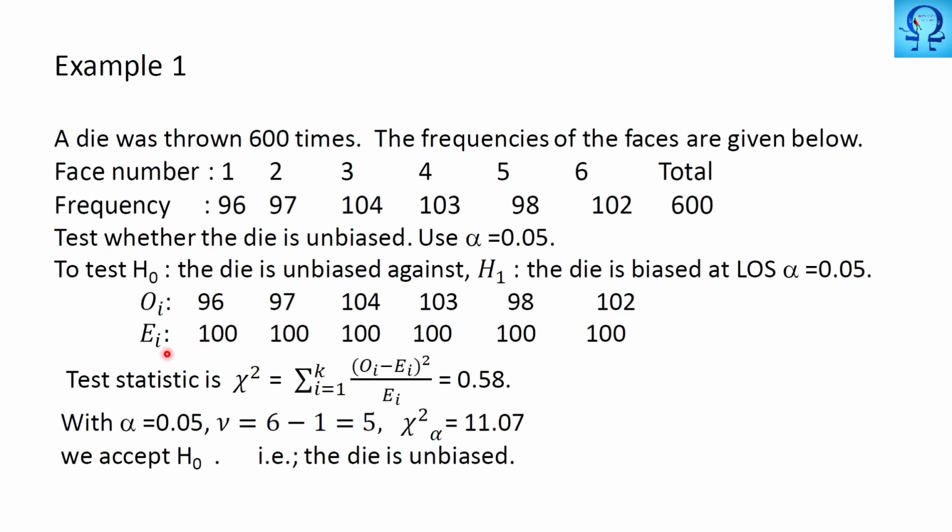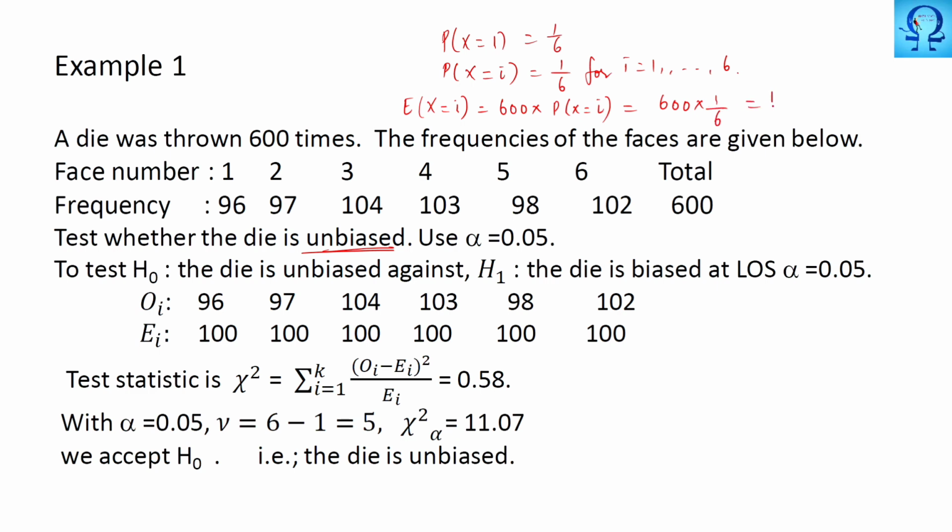And how do we calculate this? We expect the die to be unbiased. In that case, the probability of x getting the value 1 is 1 upon 6, and the probability that x equals i is 1 upon 6 for all i from 1 through 6. Therefore the expected value of getting i is the total number of times multiplied by the probability of x equals i, and this is nothing but 600 times 1 upon 6, which is 100 for all values of i, and that is why in the expected we have 100 for everything.